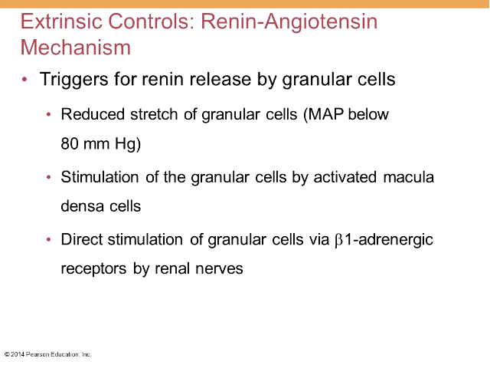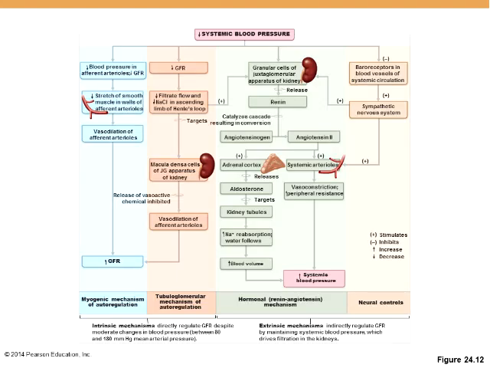Now, this renin-angiotensin mechanism: the triggers for renin release by the granular cells are reduced stretch of the granular cells, the mean arterial pressure falling below 80 millimeters of mercury, stimulation of the granular cells by activated macula densa cells, or direct stimulation of the granular cells via beta adrenergic receptors by the renal nerves. So all of these are triggers. And this is a nice, large track you can look through in your book, which follows everything we just talked about, and I'm not going to go through it again.